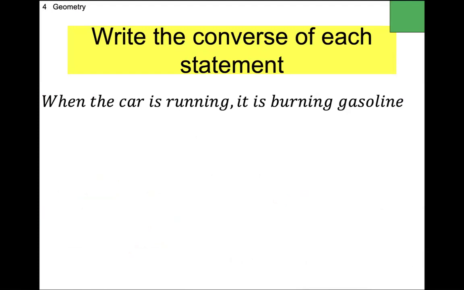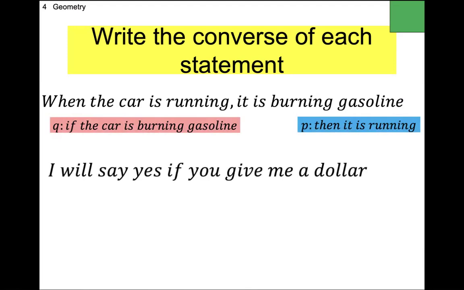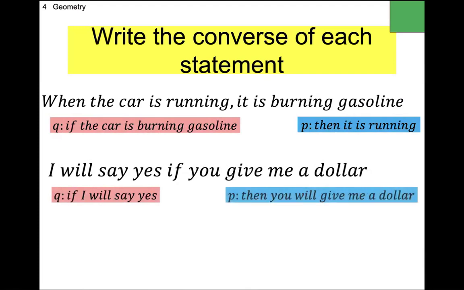Okay? Let's do that to these other ones. Originally, we said if the car is running, then it's burning gasoline. So if we swap those around: if it's burning gasoline, then it's running. So if Q, then P. Originally, we said if you give me a dollar, then I will say yes. So if we swap that around: if I say yes, then you will give me a dollar.